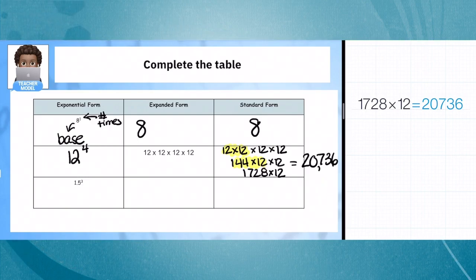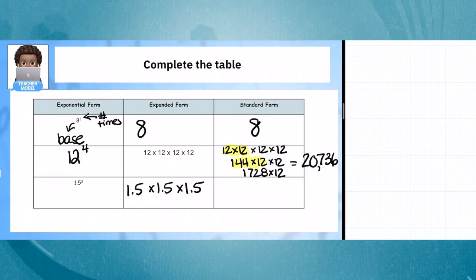Let's do the last one, 1 5/10 to the 3rd power. So that means our base is 1 5/10, and my 3 tells me to write this 3 times. And now let's figure this out in standard form. So we're going to do 1 5/10. We're going to do the first 2 numbers first. 1 5/10 times 1 5/10, which is 2 and 25/100.